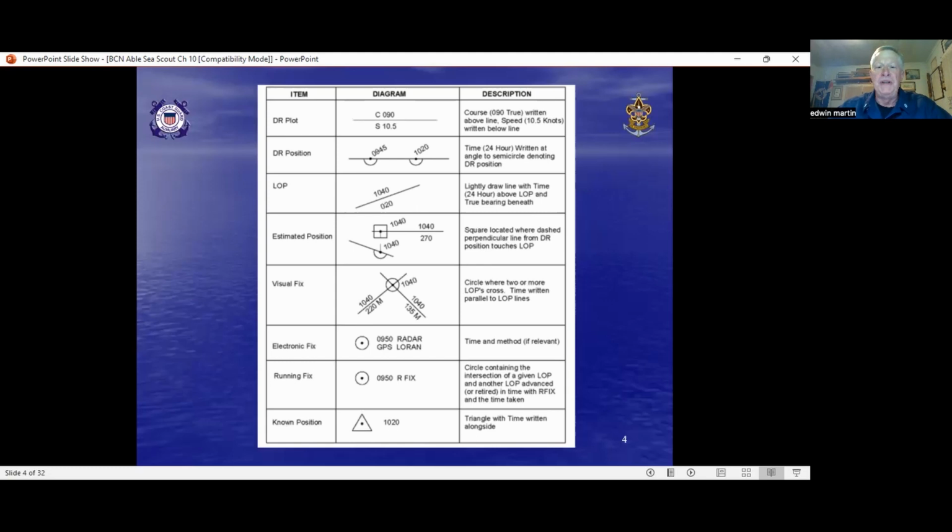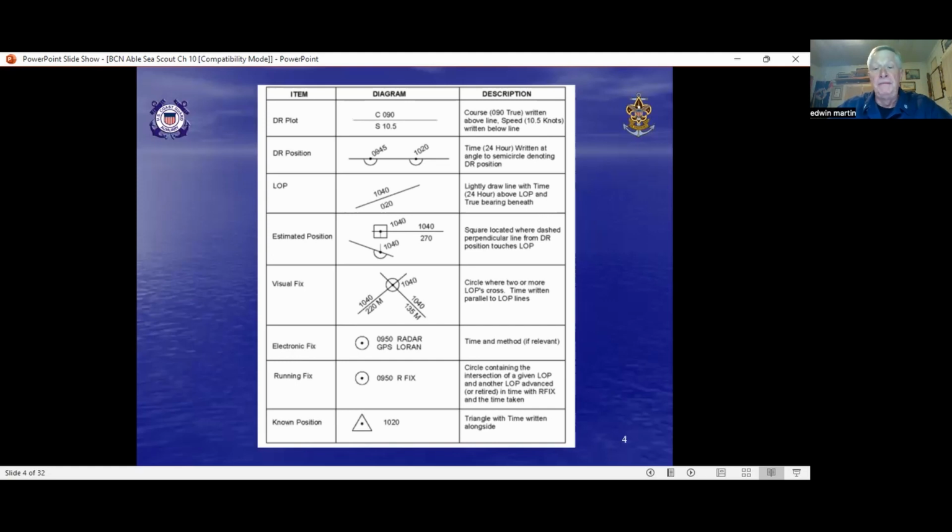Then the DR position itself, usually written using the 24-hour clock, and usually every 30 minutes to every hour, depending on, you know, a lot of factors. But those are the basic premise.